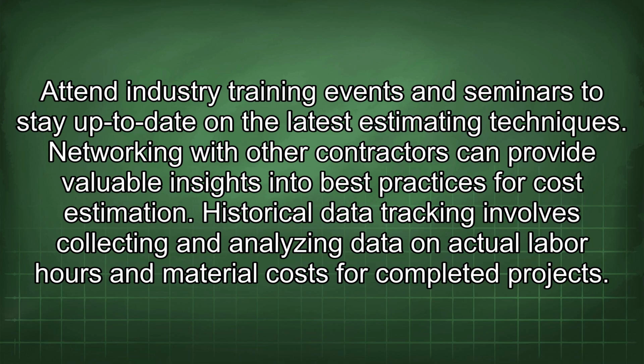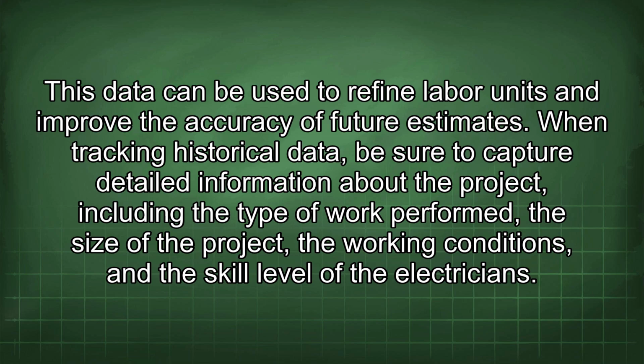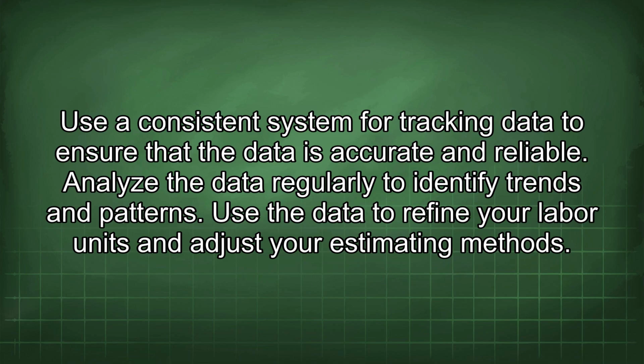Historical data tracking involves collecting and analyzing data on actual labor hours and material costs for completed projects. This data can be used to refine labor units and improve the accuracy of future estimates. When tracking historical data, be sure to capture detailed information about the project, including the type of work performed, the size of the project, the working conditions, and the skill level of the electricians. Use a consistent system for tracking data to ensure that the data is accurate and reliable.